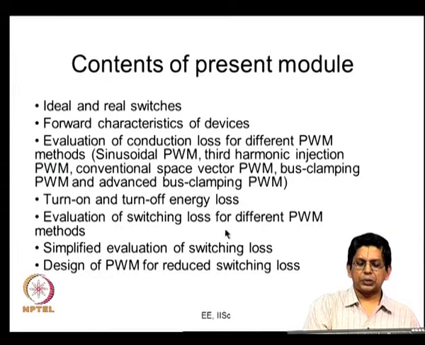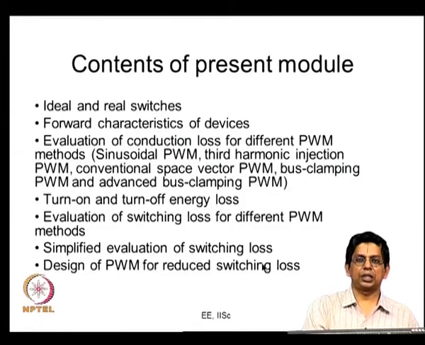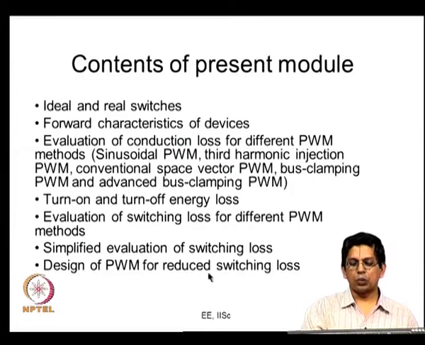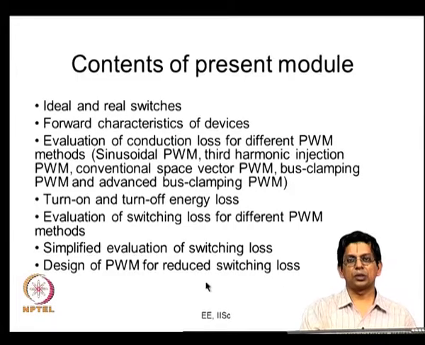Then we would evaluate the switching loss for the various PWM methods, and we will come up with a simplified evaluation of switching loss, and we will finally present some design of PWM methods which will reduce the switching loss. That is, we will look at these advanced bus clamping PWM methods and see how switching loss can be reduced using them compared to conventional space vector PWM.